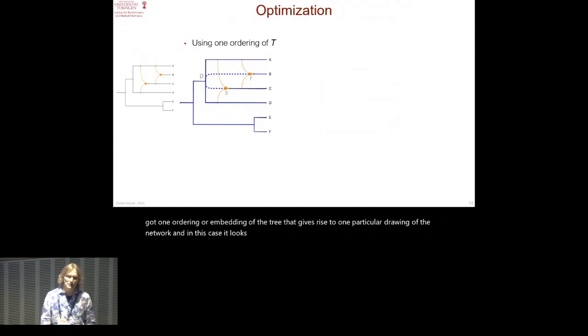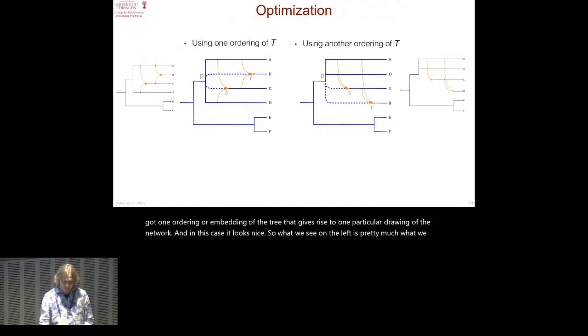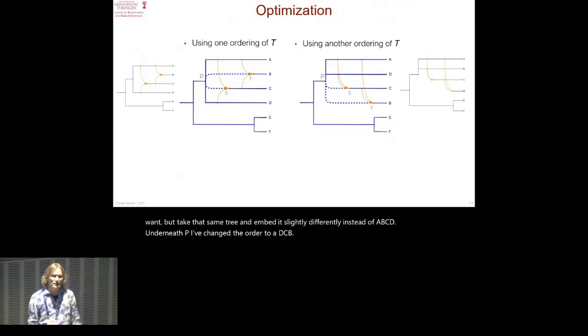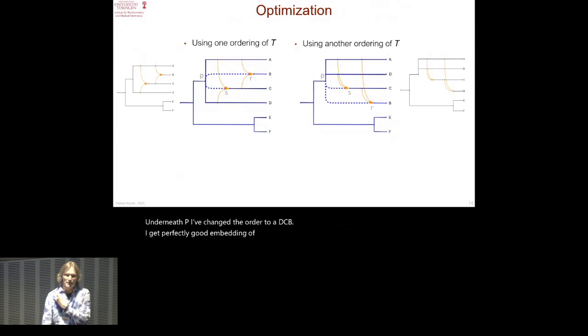So what we see on the left is pretty much what we want. But take that same tree and embed it slightly differently. Instead of A, B, C, D underneath P, I've changed the order to A, D, C, B. I get a perfectly good embedding of the tree, but now if you look at what it means to the network, that doesn't look so good. So we like the one on the left, we don't like the one on the right.